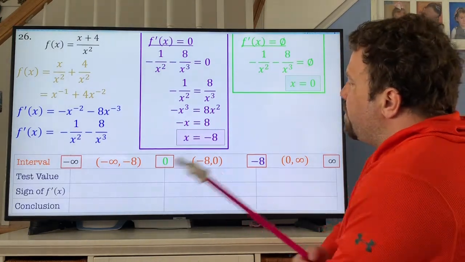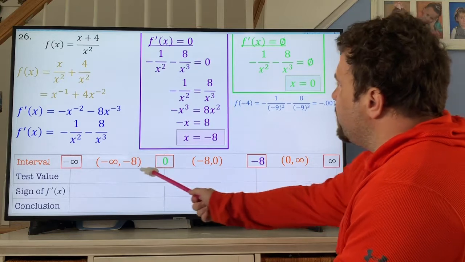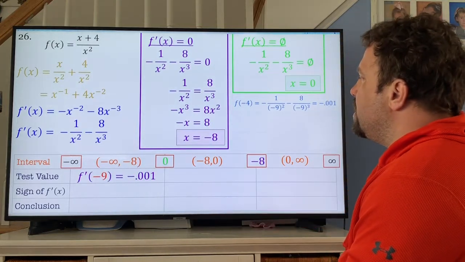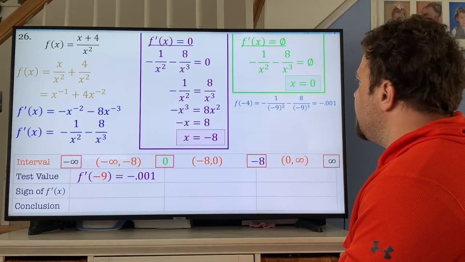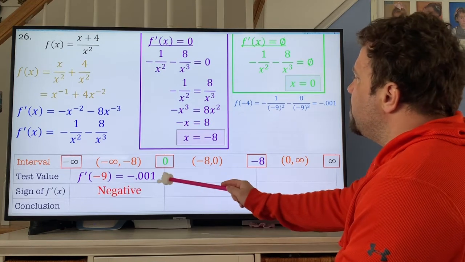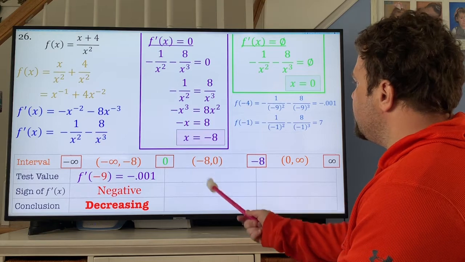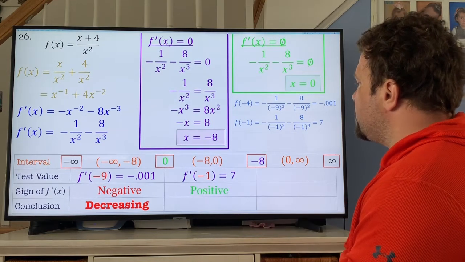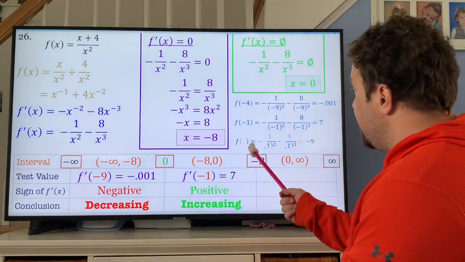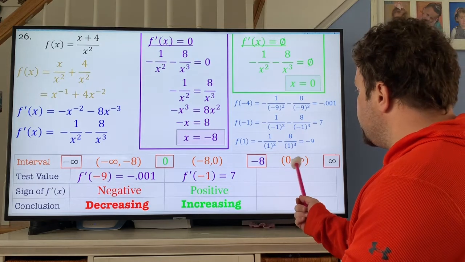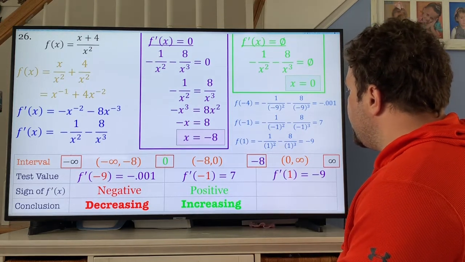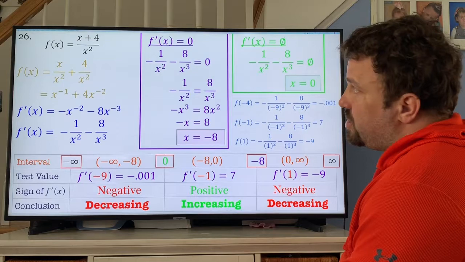All right, now picking the negative 9 between these two numbers, sorry, how I said negative 4. You get negative 0.01, which is negative, which is decreasing. Negative 1 between these two, you get 7, which is a positive number, which is increasing. And then if you pick something like 1 between these two, you get a negative number, which is decreasing.